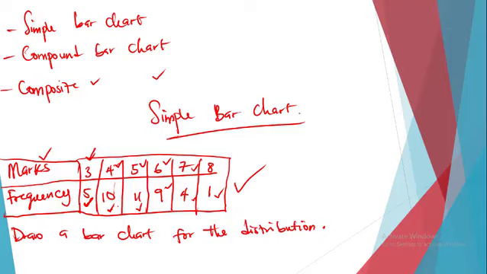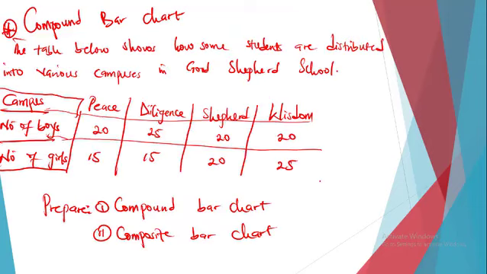So let's go over to the compound bar chart. How does the compound bar chart operate? Compound bar chart. We'll take an example too to explain that. We have a problem here on the screen. It says the table shows how some students are distributed into various campuses in Good Shepherd School. We have the campus, the number of boys and the number of girls.